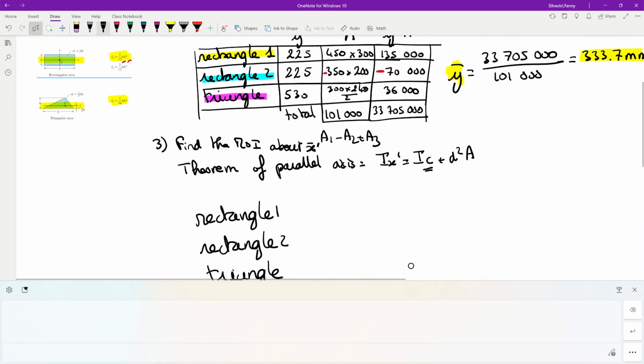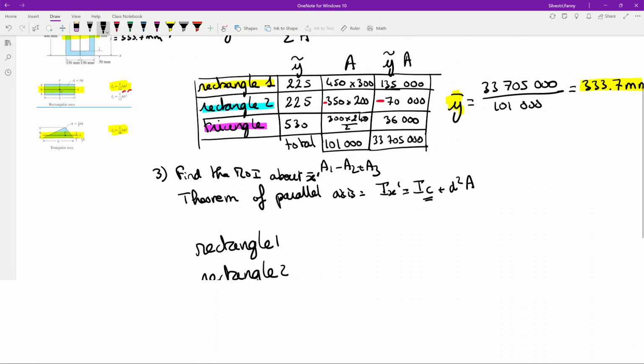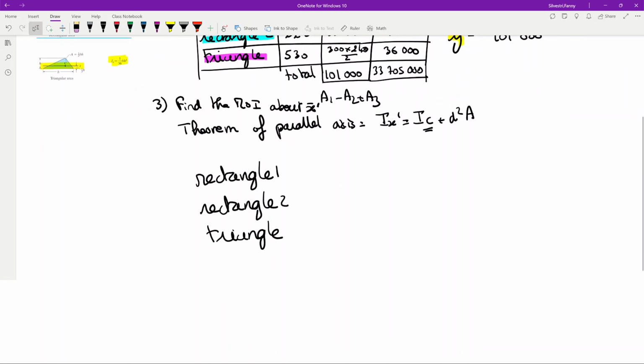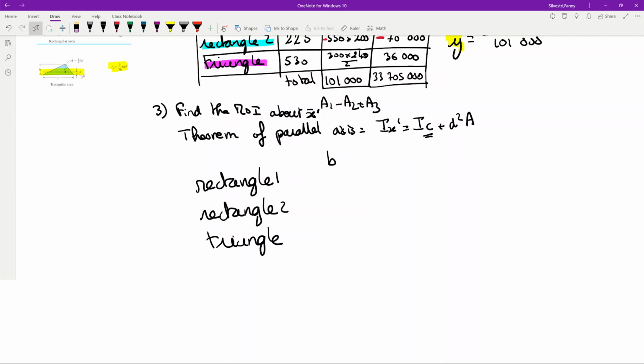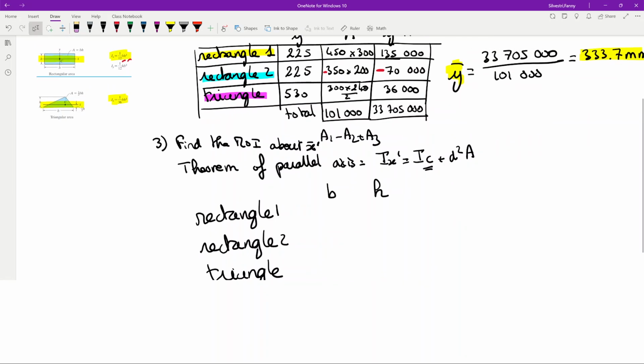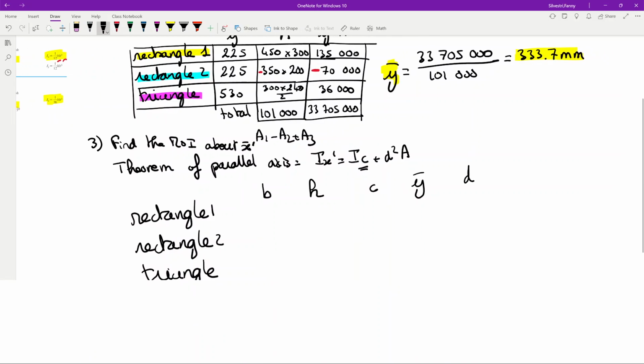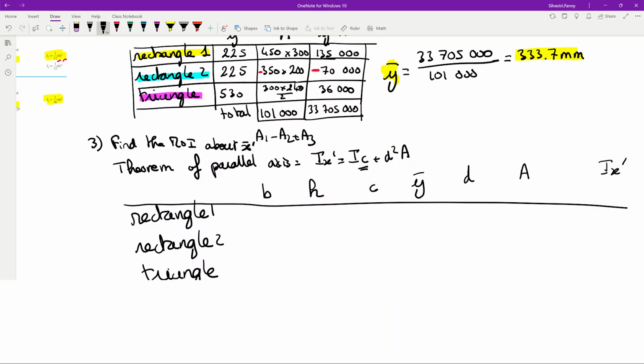We will need a lot of information. So we can have in the table, I'm sorry, I keep clicking on it. We will need B. We will need H. We will need the distance D, that will be the centroid minus the y bar. That will give us the D. And we will need the A for this one. And at the end, we will have the x prime. Okay, I know it's a lot of data, but let's try to be organized.